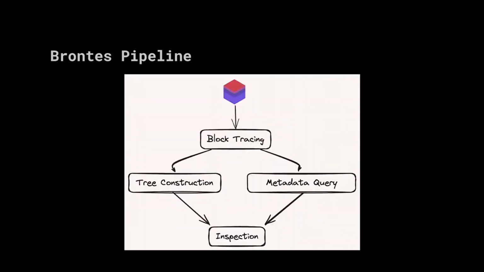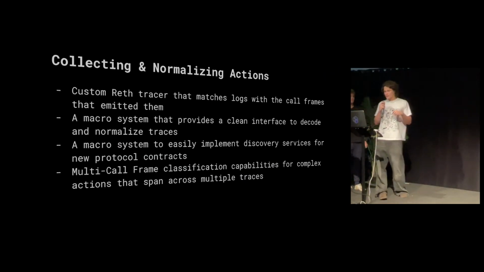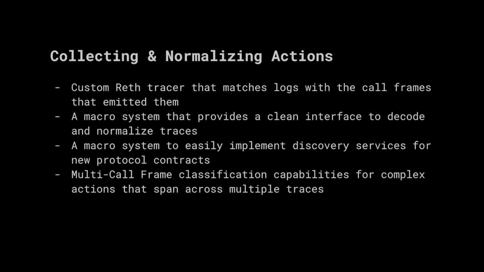And so putting all of that together at the high level, you can think of the pipeline as, we have a block, we're going to trace it, we're going to build the tree where we do the classification and normalization, and at the same time we're going to fetch the metadata. And then after all of that, we've collected the necessary data for our analysis, and we can operate our inspectors. So to collect and normalize actions, basically what we use is a custom ref tracer that matches logs with the call frames. And then a macro system that provides a really clean interface. We'll tell you all more about it.